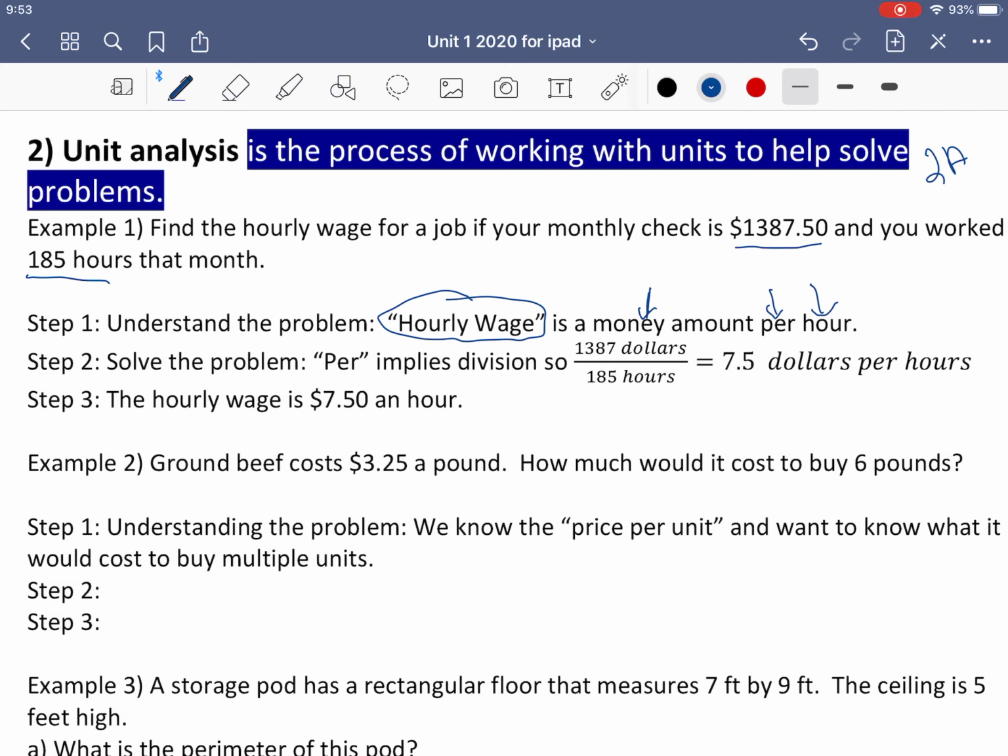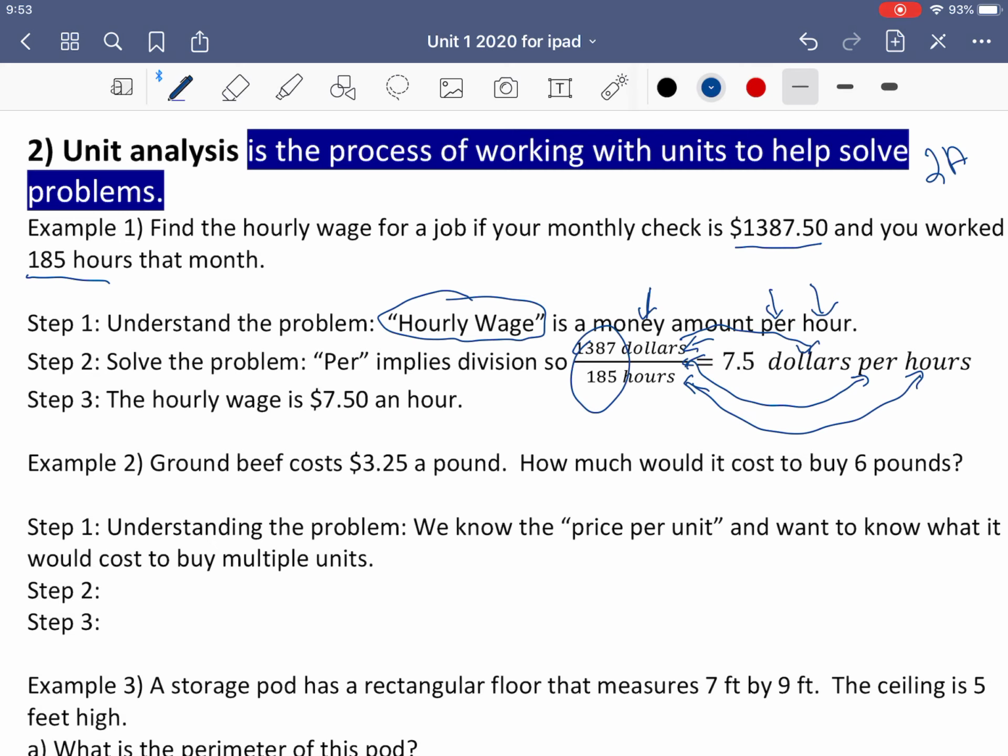So to solve the problem, I'm going to put the dollars because that's money, right? Then I'm going to put the divide because that's per. And then I'm going to put the hours because that's what comes after per. And when I divide those, I get 7.5. And then notice this dollars. And then I'm going to change my divide to per. And then I have my hours. So this number simplifies to that number. And then the units stay as they are. I can't simplify dollars divided by hours.